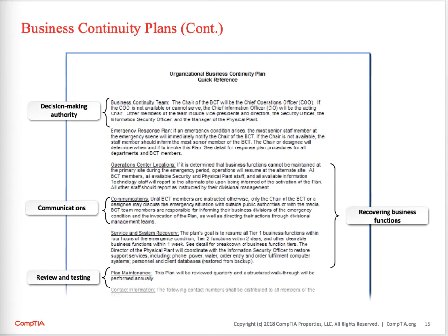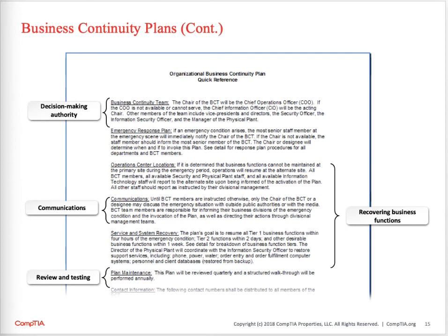Communications: only the BCT may discuss the emergency situation with outside public authorities or with the media, right? And then our BCT team members are responsible for informing their business divisions of our emergency condition and the invocation of the plan. So whoever is designated the manager or whoever is overseeing some of our lower level employees, they need to invoke that plan for them, right? And we're going to have a divisional hierarchy here.